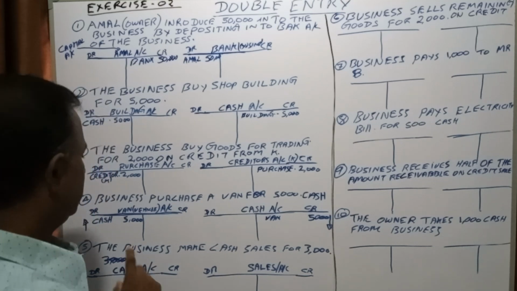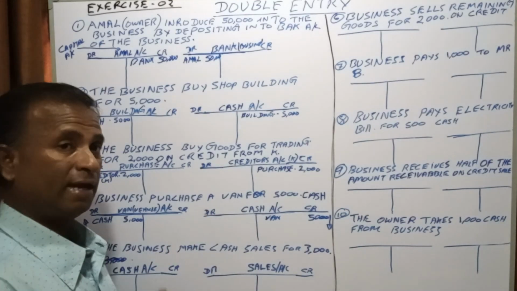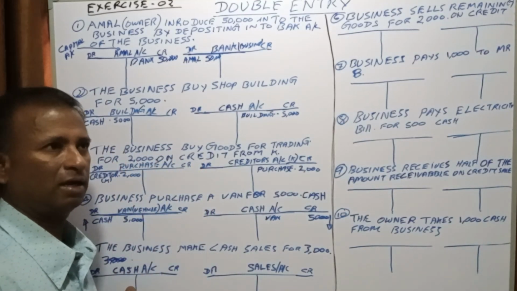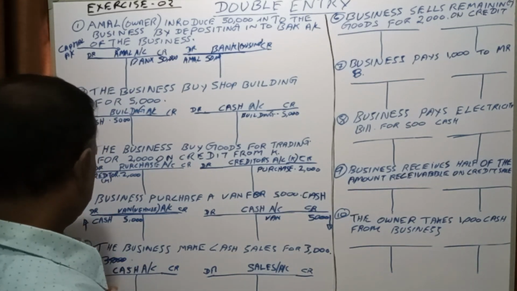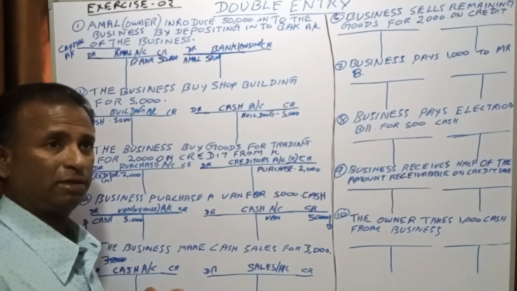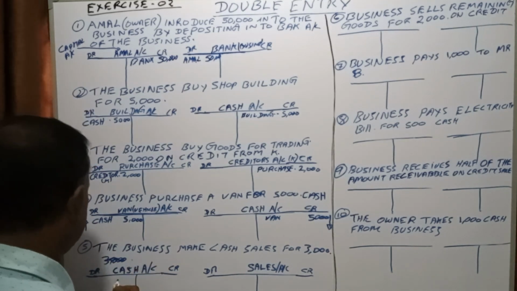Why? The business makes cash sales. In substance, cash sales means cash is coming inside the company, then cash account is debited, because cash is determined as an asset, so cash account is debited with 3000.